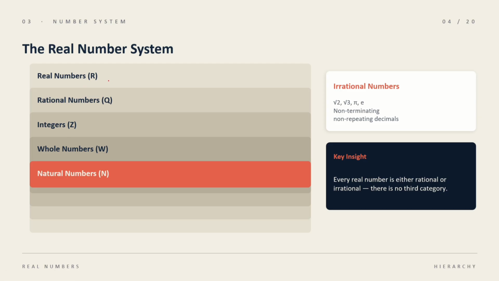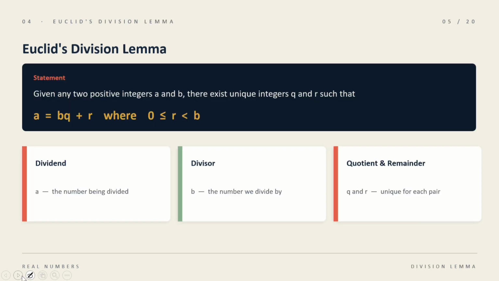Next one, we already know about real numbers, rational numbers, integers, whole numbers and natural numbers. And irrational numbers, some examples are root 2, root 3, pi and e. Their decimal expansions are non-terminating, non-repeating. These are the examples of irrational numbers.